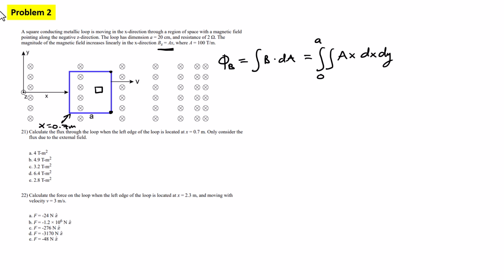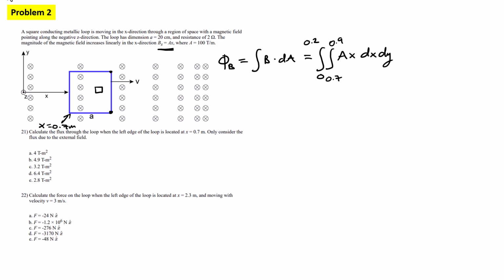And in the x direction here, we have to be a little bit careful because we're looking for the flux at this specific instant in time. So we're integrating from that initial value, which is, say, the left-hand side of 0.7. And that means that the other side has to be 0.9. Also over here, I could just substitute a by 0.2 because the loop edge has a 20 centimeter length.